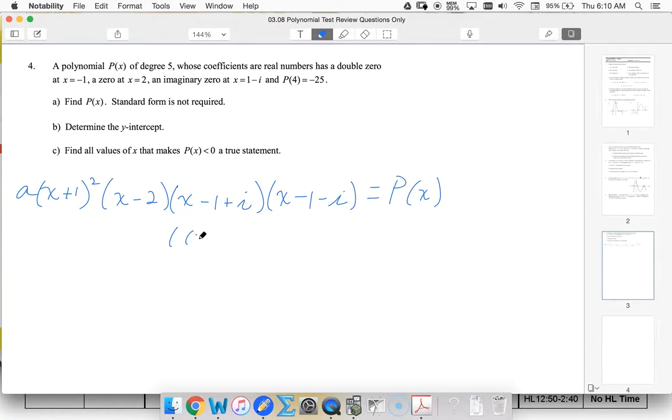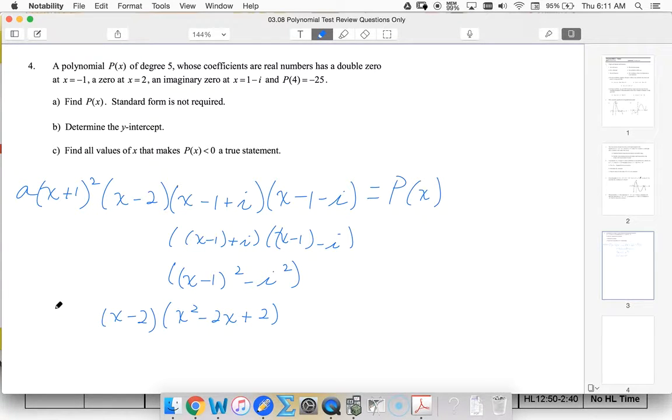We know that this is the same as x minus 1 plus i times, it's too many parentheses, x minus 1 minus i. So we can recognize that this is a factored difference of squares, so that means that together it's going to be x minus 1 squared minus i squared. If I expand this, I get x squared minus 2x plus 1. This is also plus 1, so I get a plus 2 here. And now the rest of my factors I can just bring down, squared, and then my a value, and this is my p of x.